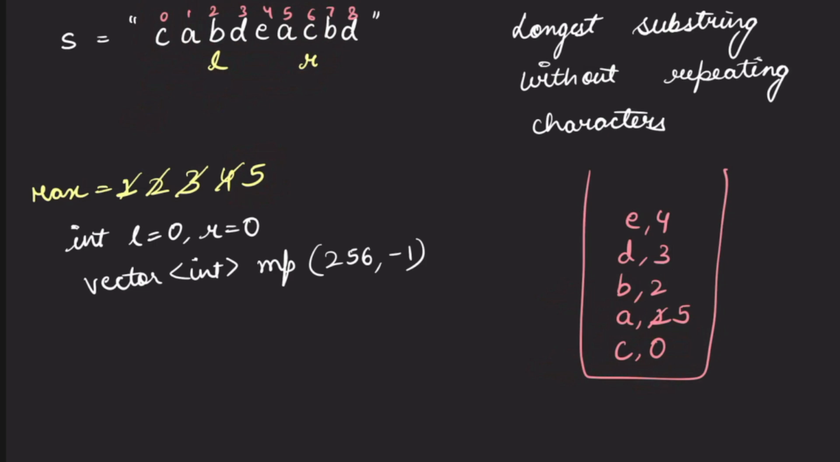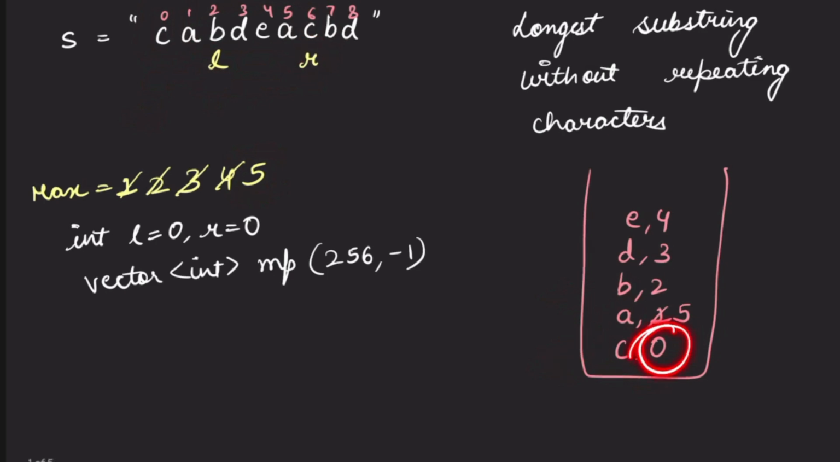So what you need to check is, if C is present in my map, then let's check what its index is. If this index is coming before left, then I can ignore it and I can consider this substring. But if this index would have been equal to L or between somewhere here, then I would have to shift my left, right? So in this case, since 0 is less than 2, which is our L, we can ignore this. We will consider this substring. Here the length is 5, max is already 5, so we'll keep it as is, but we will update the occurrence of C inside our map, which will now be 6, right?